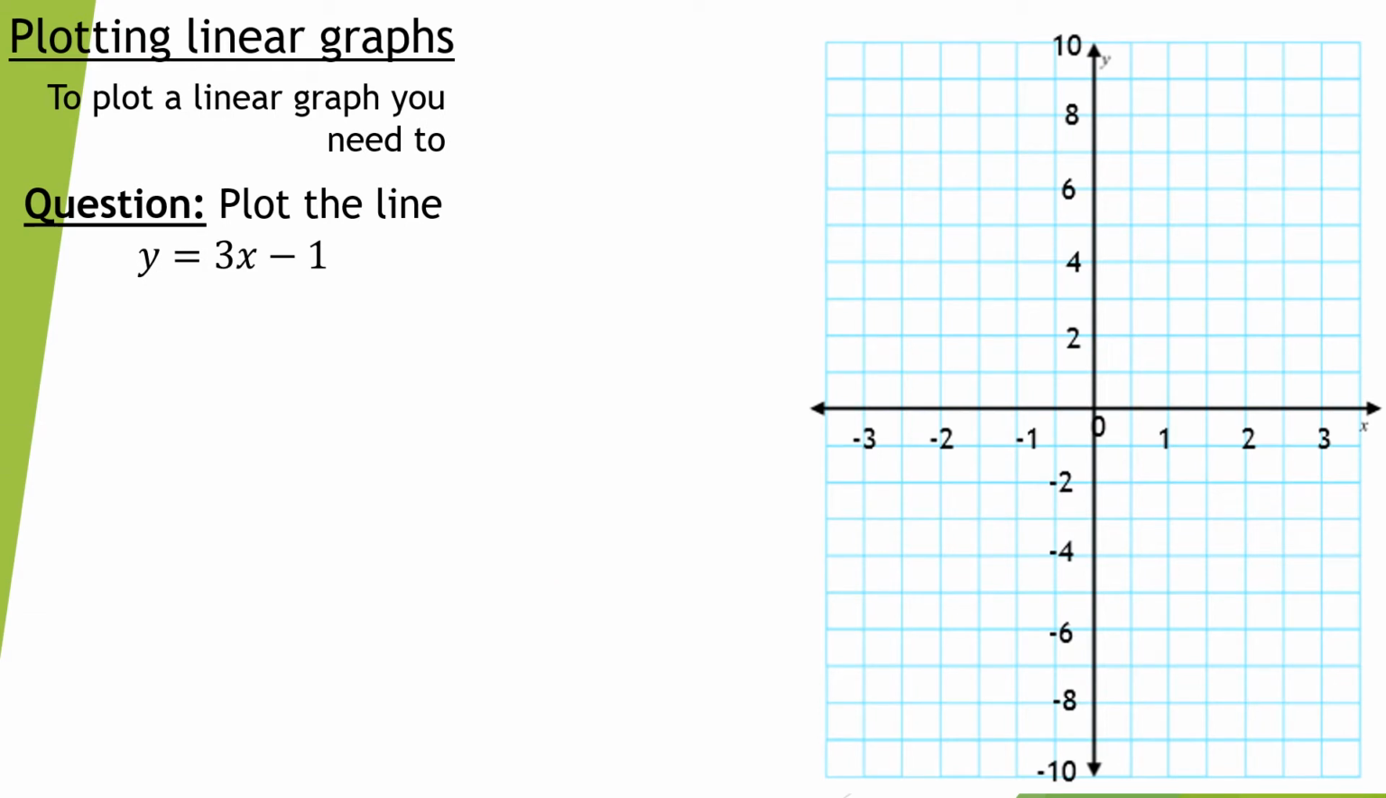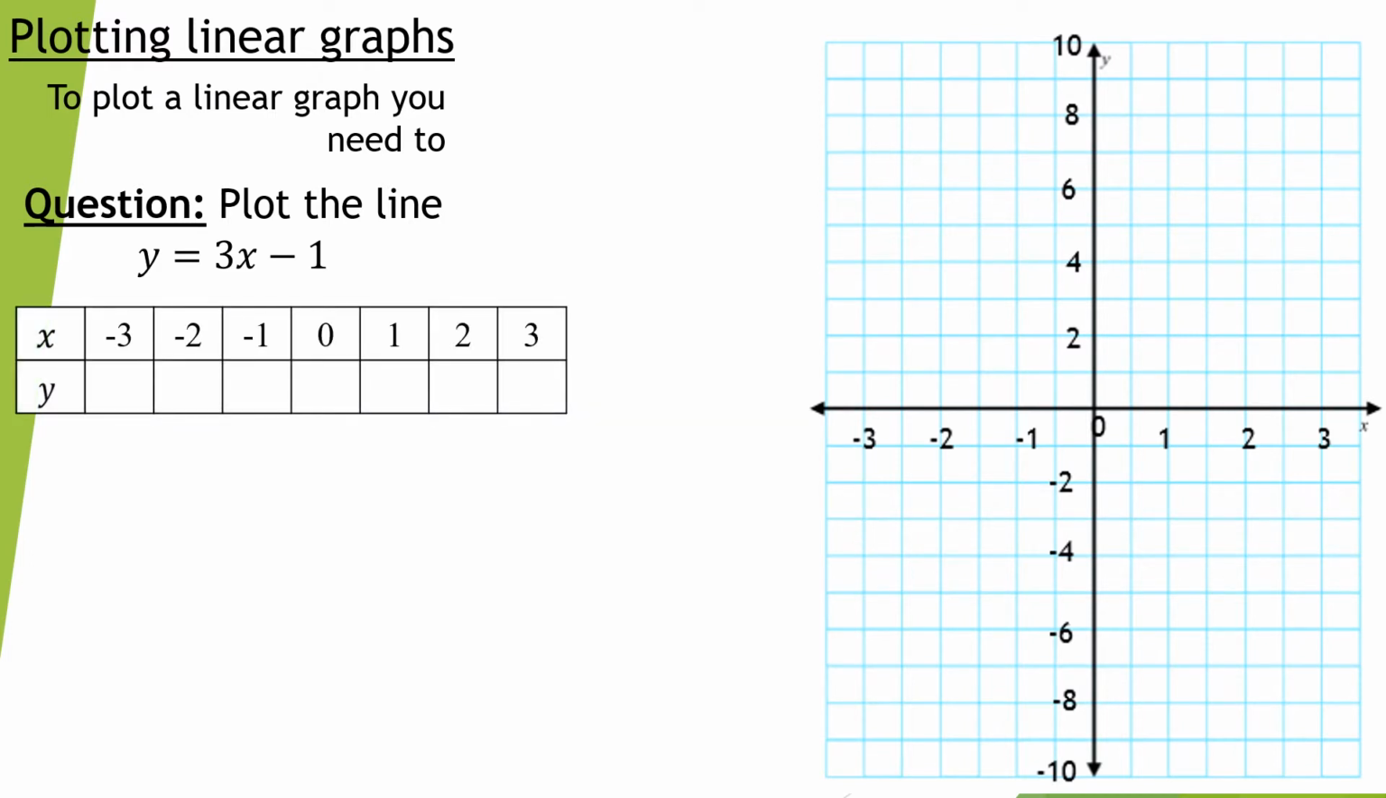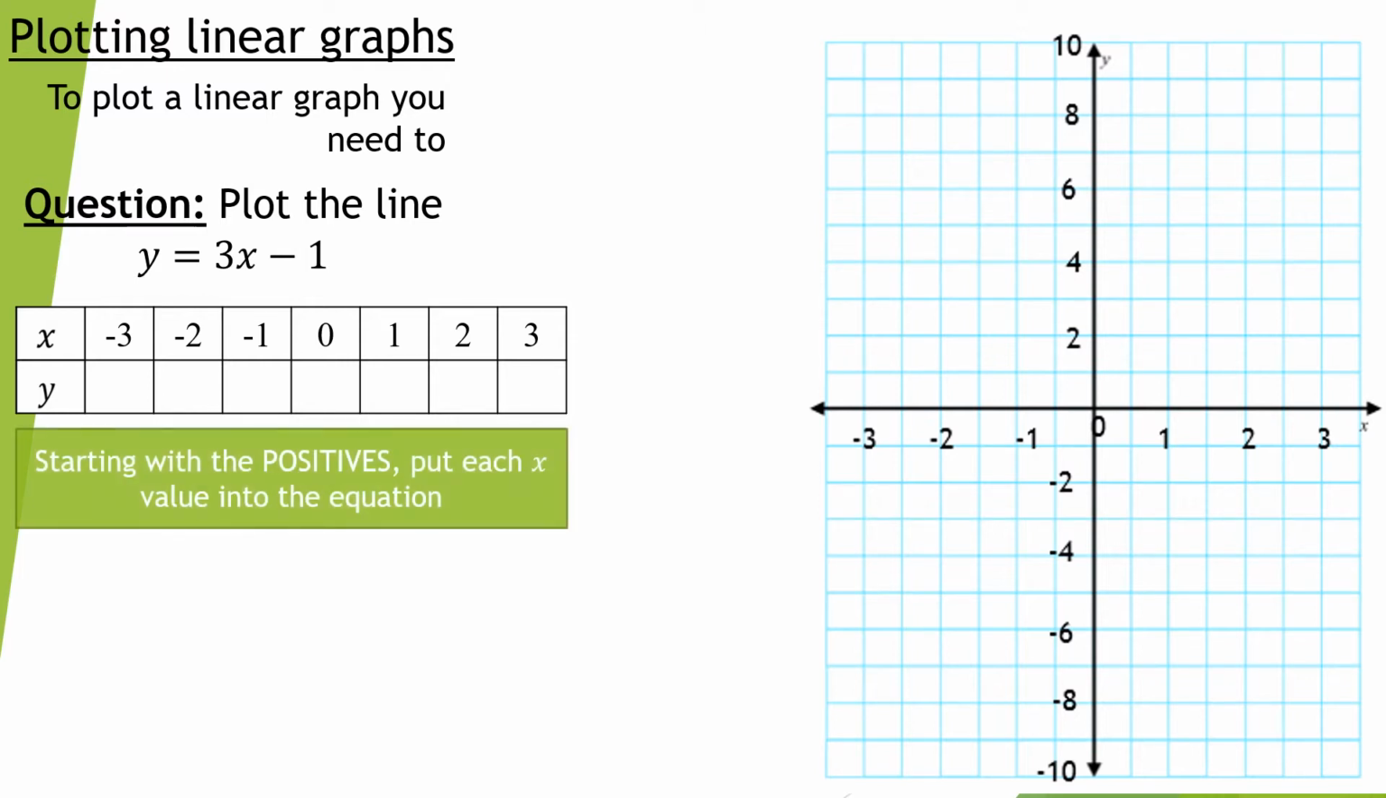Now we're going to do another example just to make sure we know exactly what we're doing. So again, we're going to follow our method of complete the table of values and find the coordinates and then plot them. So we're going to start with the positives. So this time my equation is y equals 3x minus 1. So this means I'm going to take my 3, I'm going to do 3 times 3 minus 1. 3 times 3 is 9, 9 taken away 1 is 8. So I've got my y value as 8.